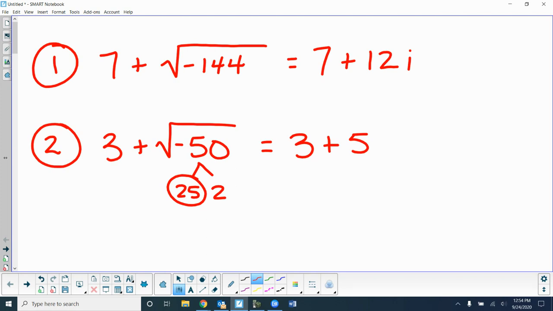So the square root of 25 is 5, so the 5 will come out front. And since there's a negative sign, the i comes out in front. We still had a number left, so we have to leave it under the radical sign. These aren't like terms, so I can't add those either.